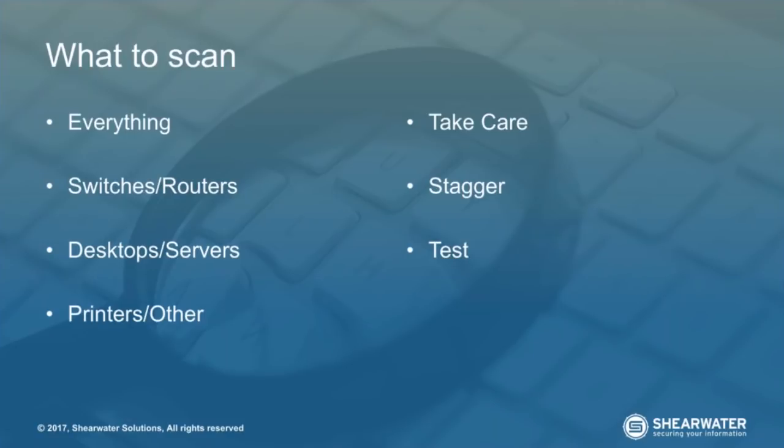So, everything with a few qualifications, but certainly switches, routers, desktops, servers, printers. As most of you will know, vulnerability scanners just love printers. They always go a little bit weird. Most of them will have a little tick box that says, do you want to run the scans that irritate printers, or do you want to disable them? Test it out on one or two printers that you have spread throughout the organization. Once you're happy, then feel free to untick that box. Otherwise, you might want to keep that box ticked.